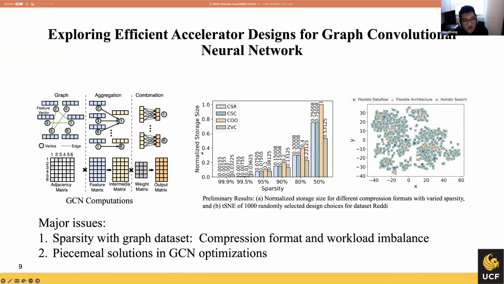So the last research project we are doing at UCF is exploring efficient accelerator designs for graph convolutional neural networks. The biggest difference between the graph convolutional neural network and the traditional convolutional neural network is the sparsity. And the sparsity results from the random connectivity between different vertices. Essentially, it's really hard to predict these connectivities at runtime, right? So we formulate this problem as sparse and dense matrix multiplication.